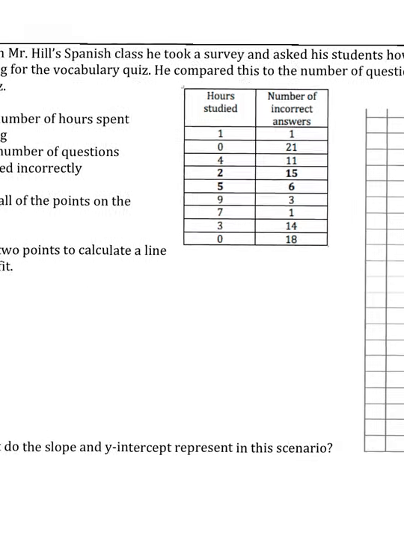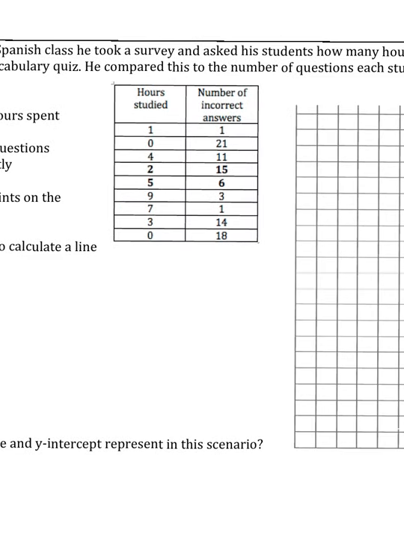In Mr. Hill's Spanish class, he took a survey and asked the students how many hours they spent studying for the vocab quiz. He compared this to the number of questions each student missed on the quiz. X is the number of hours spent studying, and Y is the number of questions answered incorrectly. All right, plot all the points on the graph.